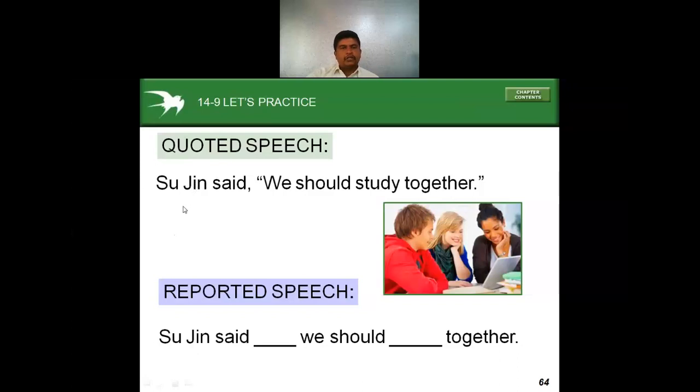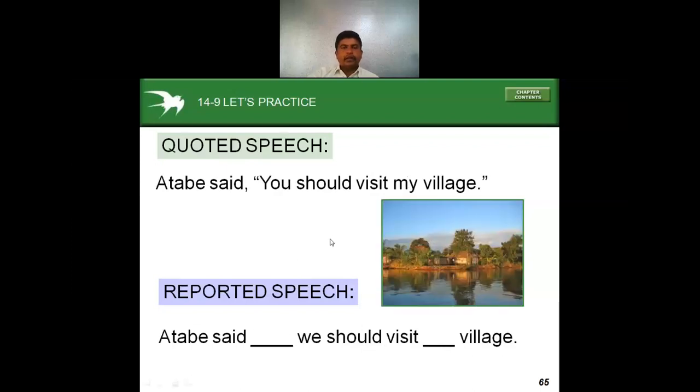Now quoted speech: Sojin said, "We should study together." What should the reported speech be here? Sojin said that we should study together. No changes, it remains the same. Now, Atabe said, "You should visit my village." Look at the word village. Reported speech: Atabe said that we should visit his village. "My" becomes "his".